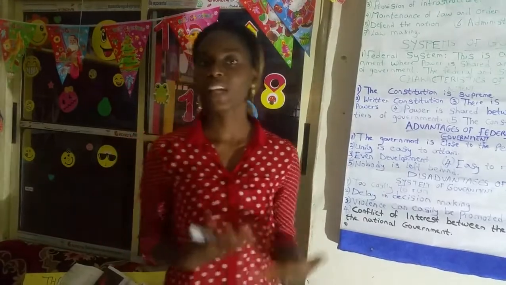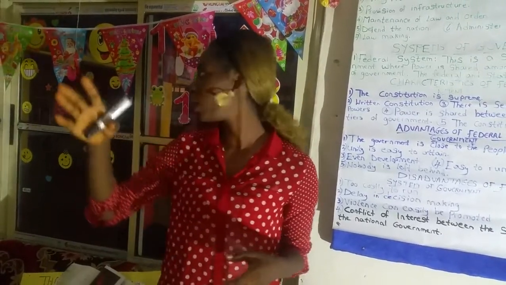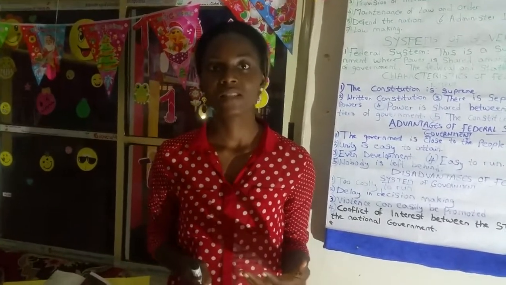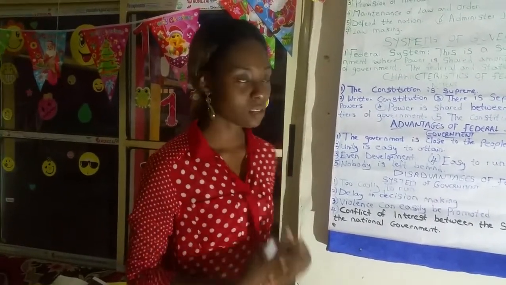Then the next one, violence can easily be promoted. Now, that's true. Since people are many, people that want to make decisions are many, people that will oppose are many. So you see, violence can easily arise.